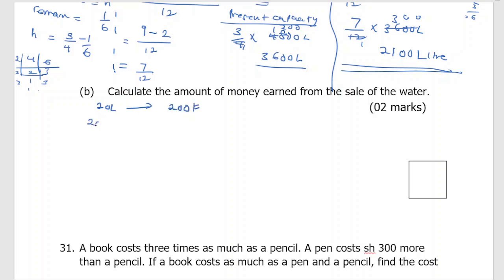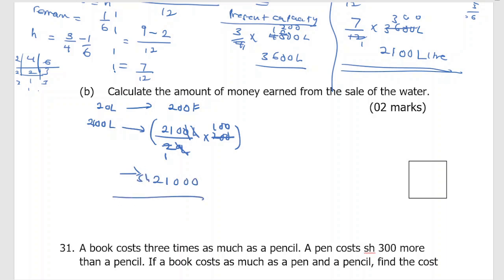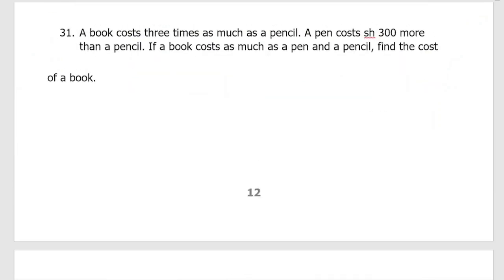Then how about 2,100 liters? So this is 2,100 liters divided by 20 liters times 200. So liter will go with the liter, a 0 will go with the 0, by 2 1, then by 2, this is 100. 100 times that one, we just get 210, then we add on the 2 zeros, then this is the amount of money. So from the sale of water she got, or they got, this is 21,000 shillings.